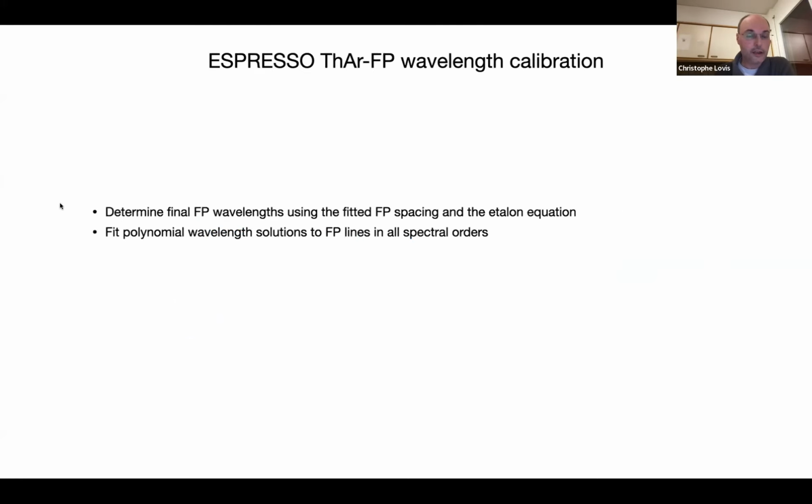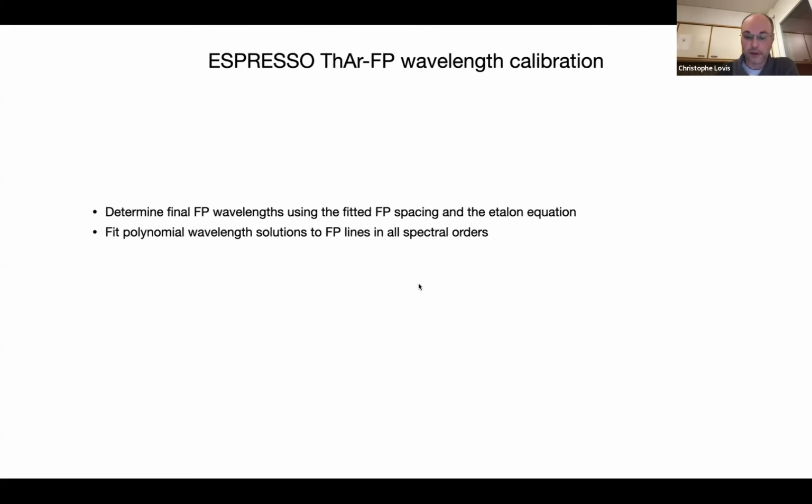Then we are almost done. We determined the final FP wavelength using the fitted FP spacing and the echelon equation that directly provides lambda m as a function of d and m. The final step is simply to fit polynomial wavelength solutions to the FP lines in all spectral orders. So nothing really fancy here. We have many FP lines in each spectral order, hundreds of lines, so a simple polynomial fit is good enough. You just need to adopt a polynomial degree that is sufficient to take away all the large scale residuals.